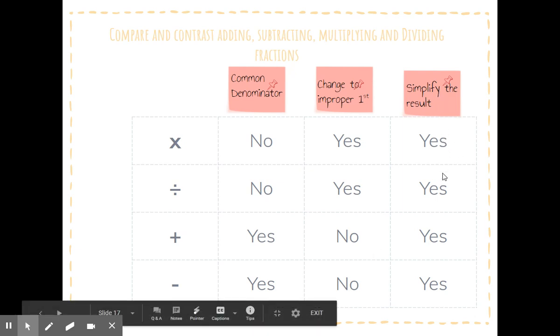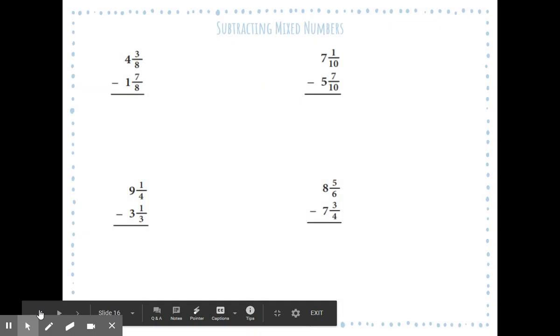Do you have to simplify the result for adding, subtracting, multiplying, and dividing? Yes. Always, always, always. That's the only thing you always, always, always do for all four operations, okay?